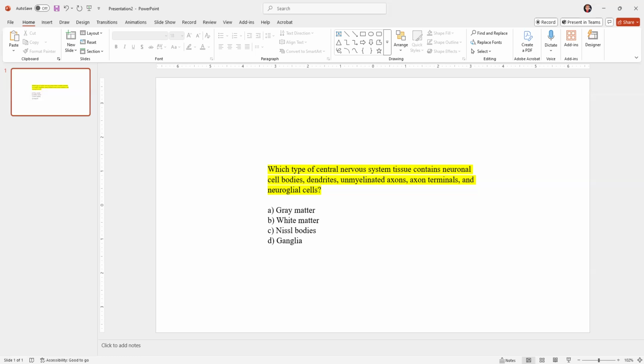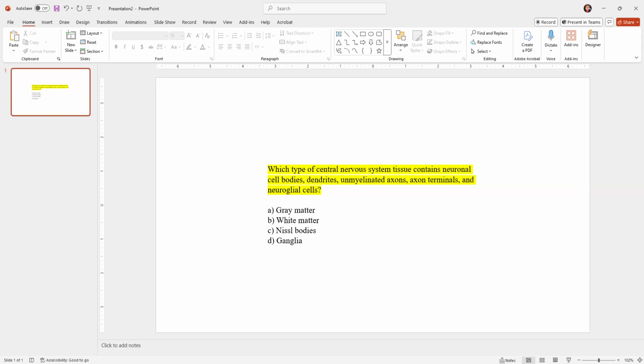No. So that's out. Right. Nissl body. Is that a tissue in the nervous system? No, it's inside each neuron. It's an intracellular structure, so it's not a tissue. Nissl body is not a tissue. It's an organelle inside the nerve. So C and D are out. You're left with gray matter and white matter.